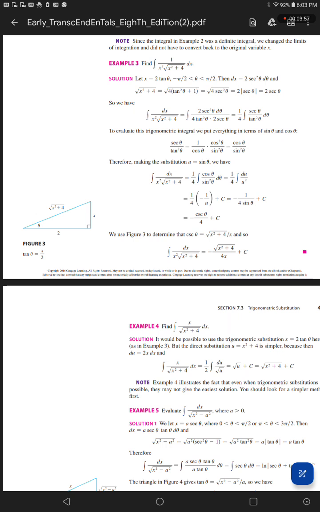Sidebar, figure 3. Tangent theta equals x over 2, and you see the graph. We have a right triangle in figure 3. There is an angle theta. The adjacent is 2, the opposite is x, and the hypotenuse is the square root of x squared plus 4.